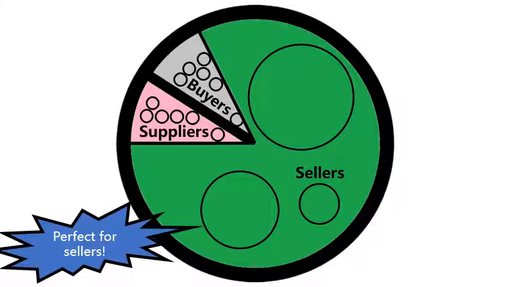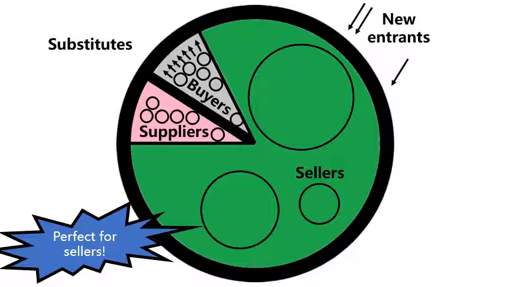As you can see, there are very high borders around this industry, so it's really hard for new entrants to come in and challenge existing sellers. And it's really difficult for buyers to get out of the industry and use substitutes. And then finally, it's really hard for suppliers to forward integrate and sell directly to buyers. And so for sellers, this is what the perfect industry looks like.